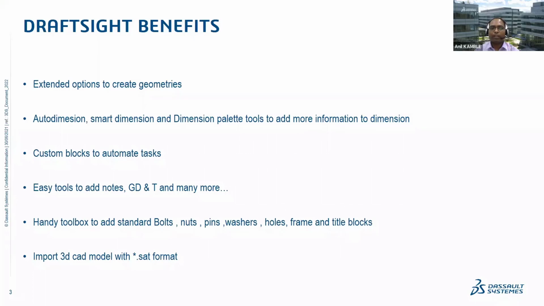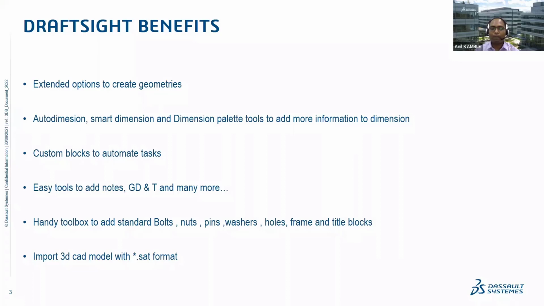So yeah, and then there are the custom blocks, which we generally call dimension blocks, but in DraftSight we call these custom blocks. Those can help you to automate your task and reduce a lot of your time. We also saw how we can easily add notes and GD&Ts to make drawings more communicable, so a craftsman can easily understand what he needs to create.